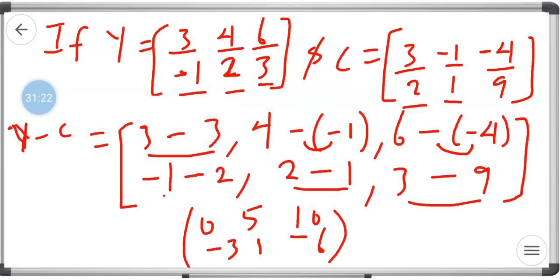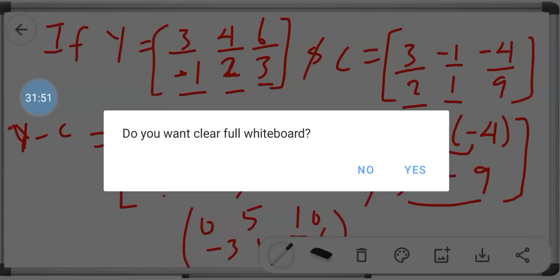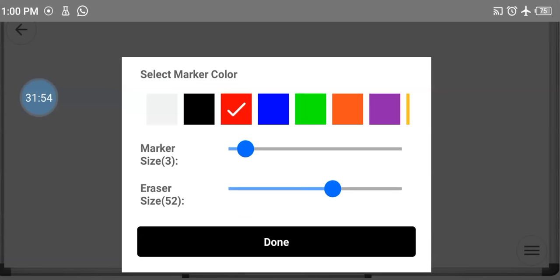So after subtracting, that is the final result we got. Let's consider one more under subtraction, and that will be a 3 by 3. Because the one we just did has row 1, row 2, and column 1, column 2, column 3, so that is a 2 by 3 matrix. The next one will be a 3 by 3 matrix. So let's consider the last one.